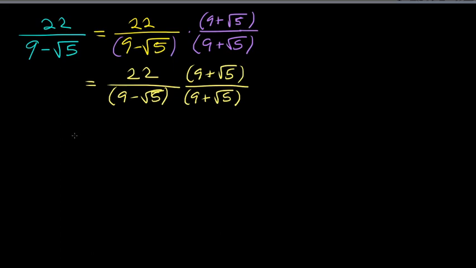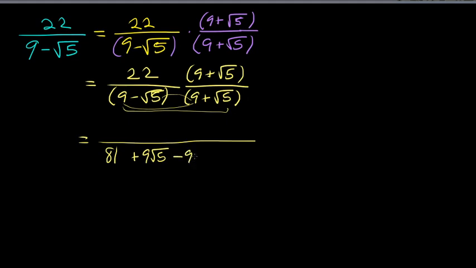There we go. Now we can do this. So we FOIL the denominator. 9 times 9 is 81. Now for the outside, we have 9 times the square root of 5, which is positive. But for the inside, we have a negative times a positive, so that's negative 9 square root of 5. And then we have a negative times a positive, so that's negative square root of 5 times square root of 5, which is negative 5. Now, you might think for the numerator we should distribute the 22 here. You can do that, but I would hold off on that until later. I think you'll see why.